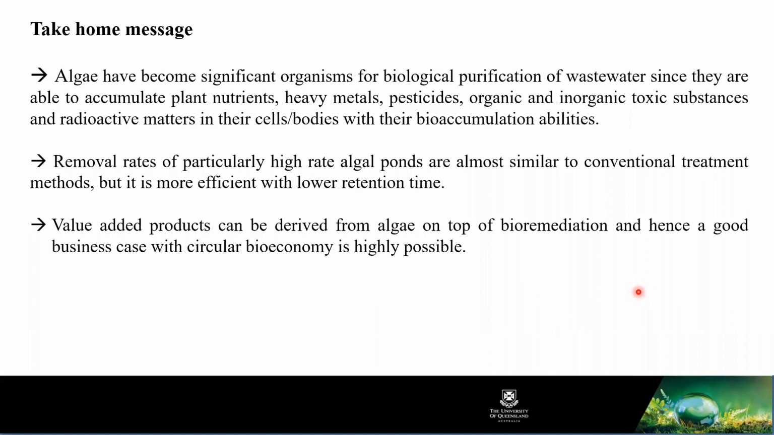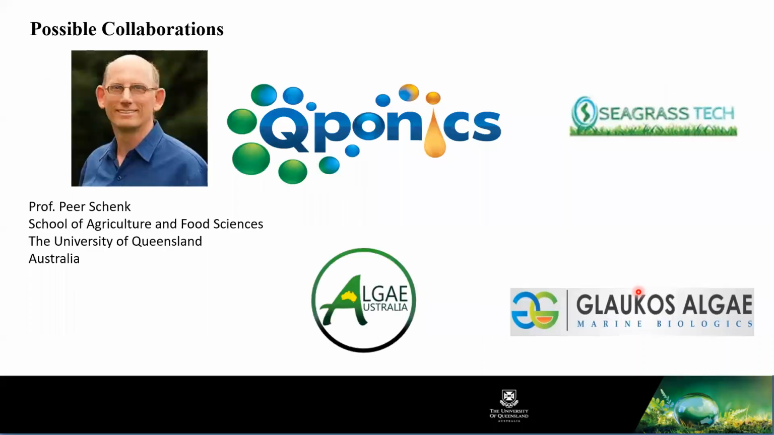That's the take-home message. For possible collaborations, the person in this picture is Professor Pierre Schenk, my team leader here at the University of Queensland. He's a well-renowned algae and microbial scientist globally. We are very much interested in any bilateral projects between India and Australia. You can contact me and I can forward that to Professor Pierre, and we can have some meetings, and whenever there is a call, we can work together and make some sustainable projects happen in India and Australia.